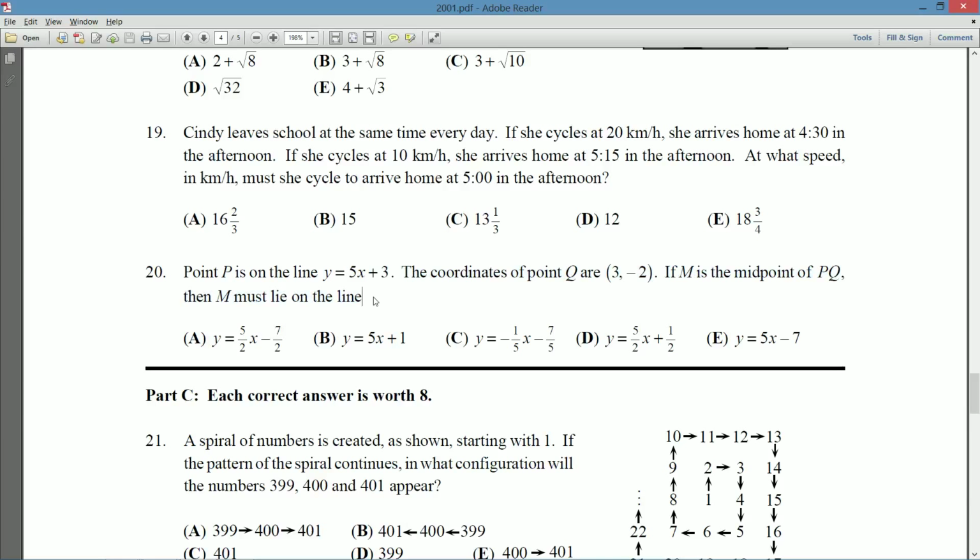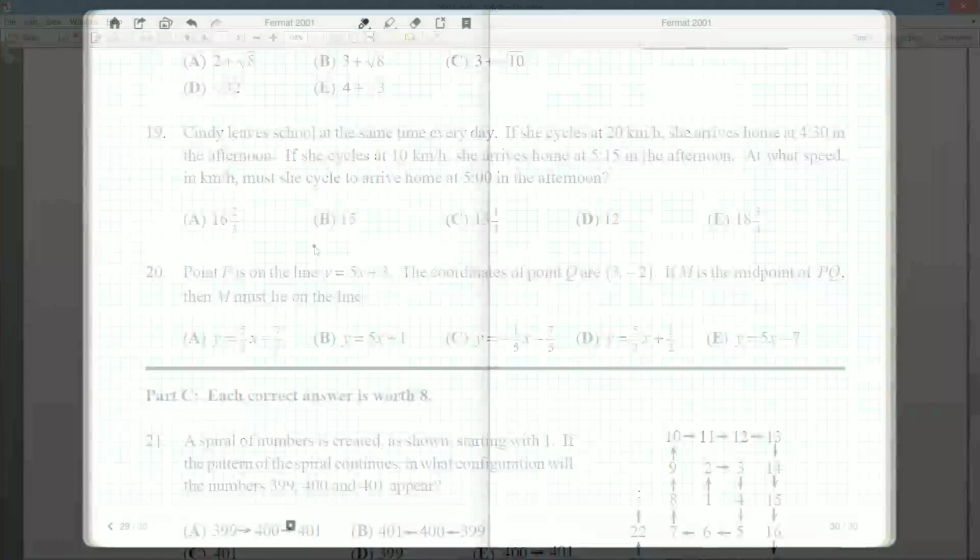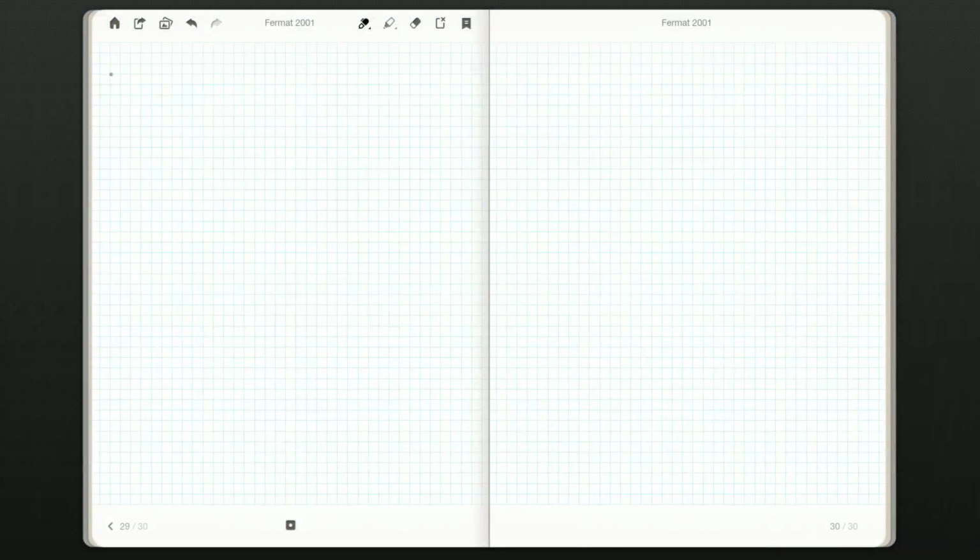So we don't know exactly what point P is. We're not given any of the actual values that will let us determine point P. So we're going to have to give point P a very generic term. Let point P have x-coordinate p. I don't know what it is, so I'm going to give it the name little p.